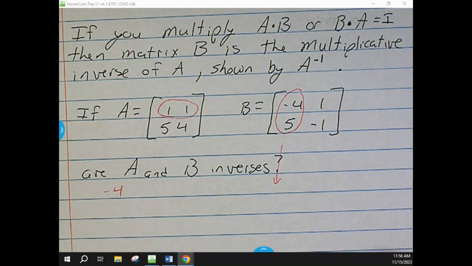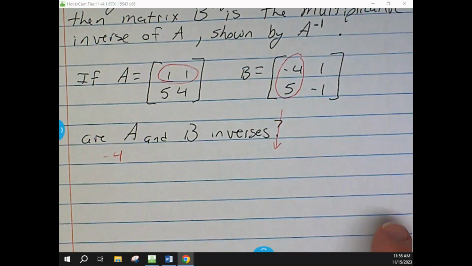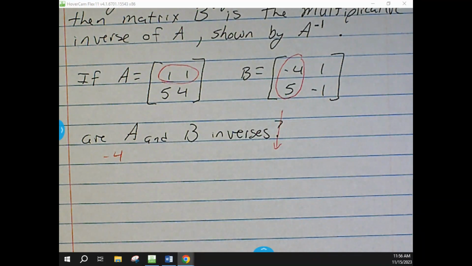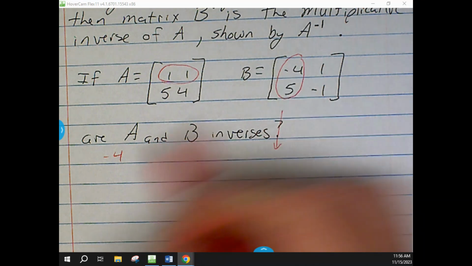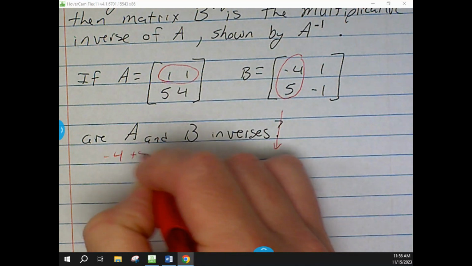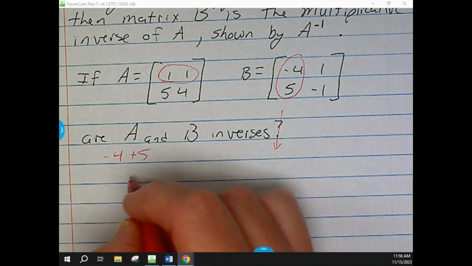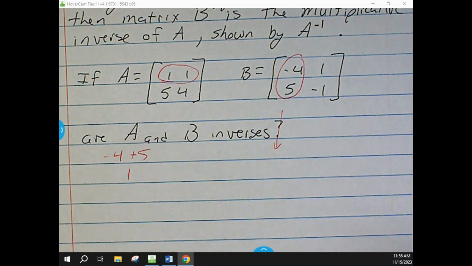And when you're doing these, don't try to do too much of it in your head. Go ahead and write some stuff out, even if it's over on the side somewhere. Just write it down, because if you try to do too much, sometimes you lose it. We've got 1 times -4 is -4. 1 times 5 is 5. We've got -4 plus 5, which would be 5 minus 4, which is just 1.